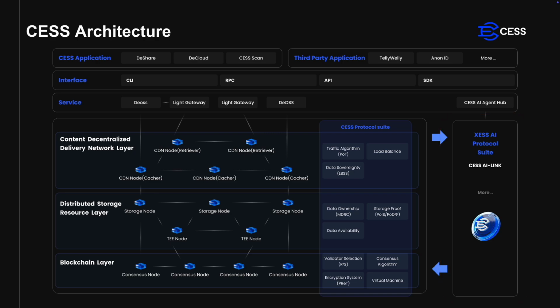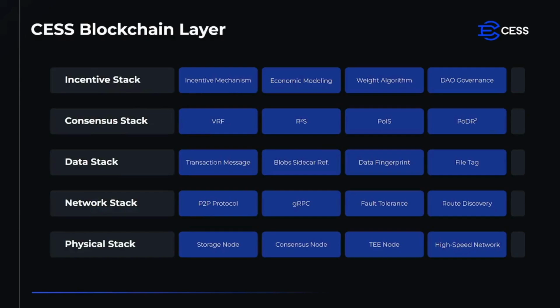In later sections, we will explore why CESS requires different types of miners and how each plays a unique role in ensuring decentralization, scalability, performance, and flexibility. Let's take a deeper dive into the blockchain layer of CESS and understand its main technology stacks. The blockchain layer is the backbone of CESS, integrating several essential components: physical stack, network stack, data stack, consensus stack, and incentive stack. Each of these components plays a crucial role in ensuring the efficient and secure operation of the CESS network.